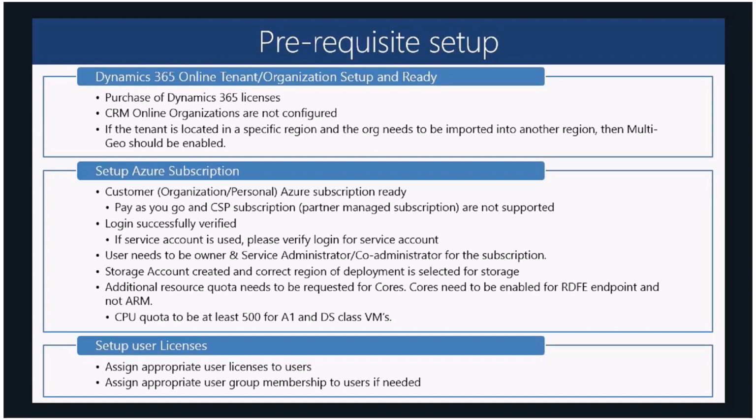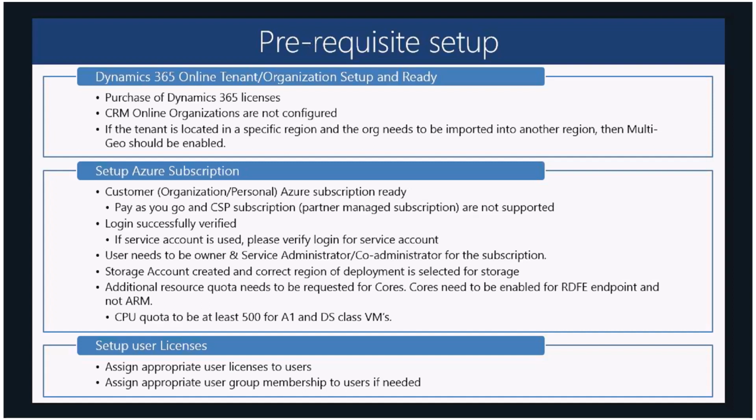So for example, if your CRM Online tenant is in Canada and the tool does not support Canada, we can choose to migrate your DB into the data center which is located close to you, which is East US or West US.